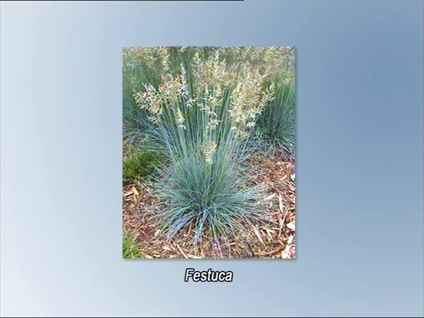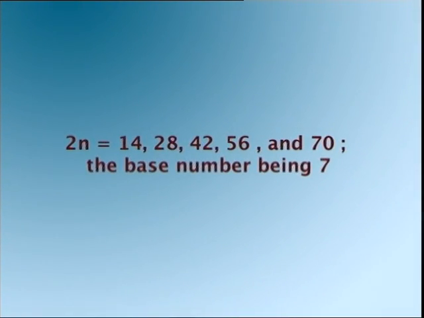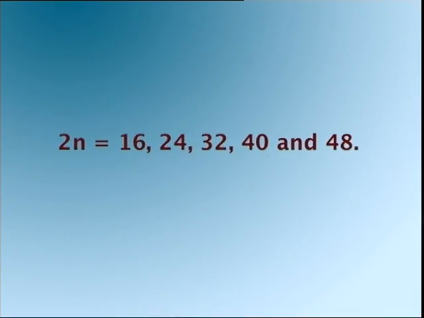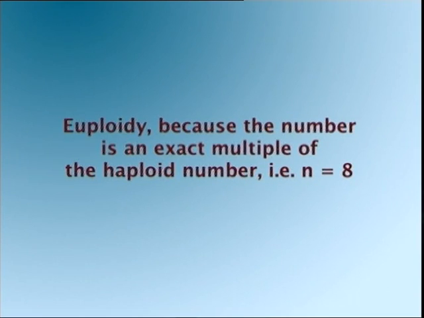Similarly, in the genus Festuca, there are species with 2n = 14, 28, 42, 56 and 70, the base number being 7. Another interesting example of a polyploid series is found in the genus Taraxacum with 2n = 16, 24, 32, 40 and 48. This type of polyploidy is known as euploidy because the number is an exact multiple of the haploid number, that is n = 8.